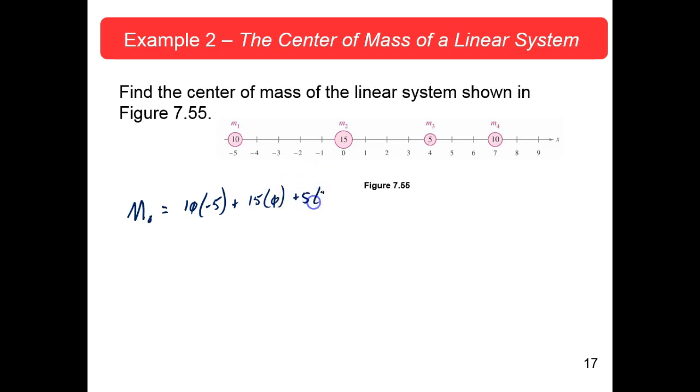Plus 5 times 4. Plus 10 times 7. Okay. What does that add to? Negative 50 plus 20 plus 70. Say again? So from that, we'll have 40. Perfect. Okay? That's your m sub 0. Plus 0. I got it.